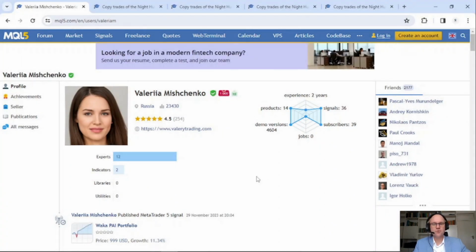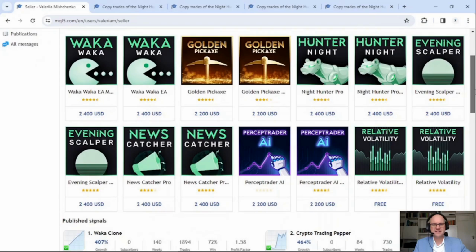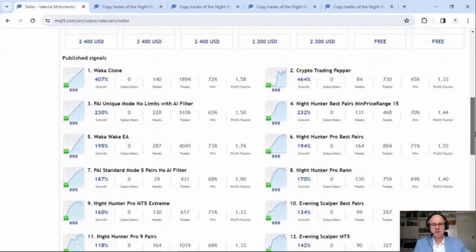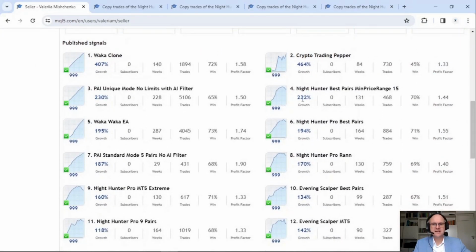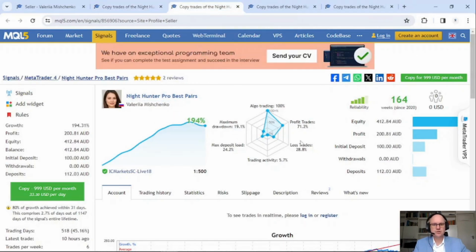Now, the last stop before we head into our testing is I went to the MQL5 marketplace to look at the profile of the seller. And again, we'll see multiple high-performing signals that they publish. And additionally, if we go into the specific Night Hunter Pro ones, you'll see all of these have a very low drawdown percentage. Even though 15.2 might seem high, if you take a total deposit of 130 percent, the drawdown is still very, very small.